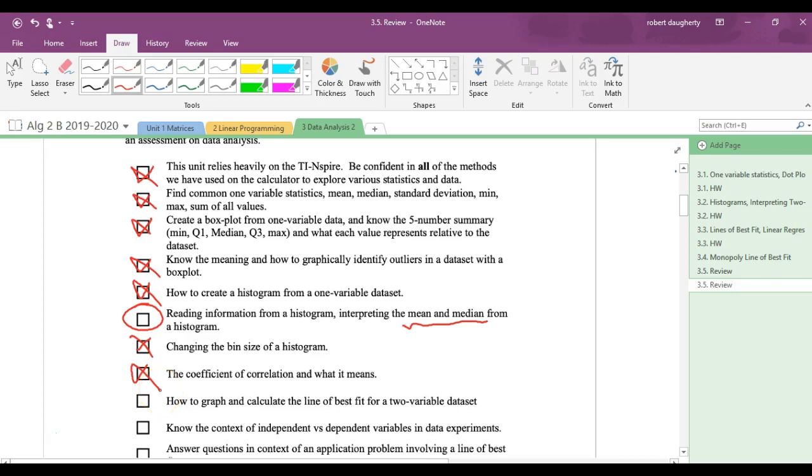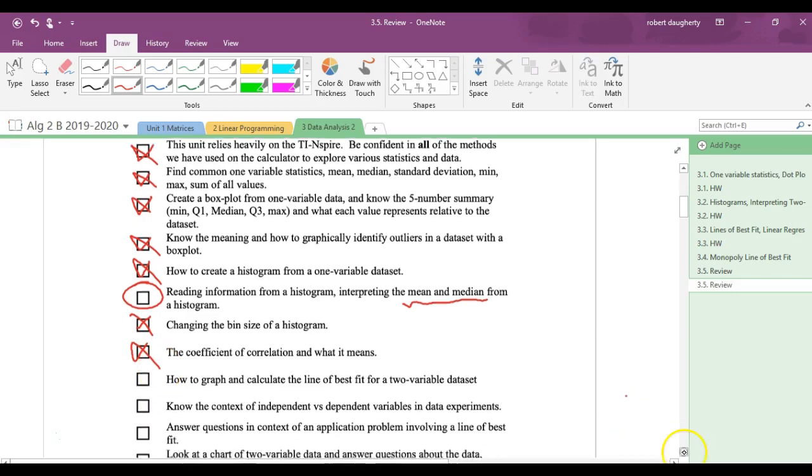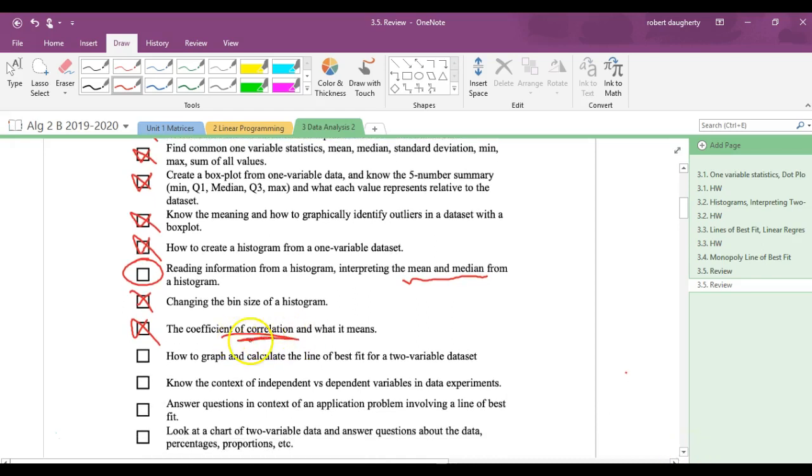Coefficient of correlation comes from linear regression calculations. How to calculate that, what does that mean? There'll be some questions about this correlation. What does it mean? Interpreting what the correlation means. How to graph and calculate the line of best fit.